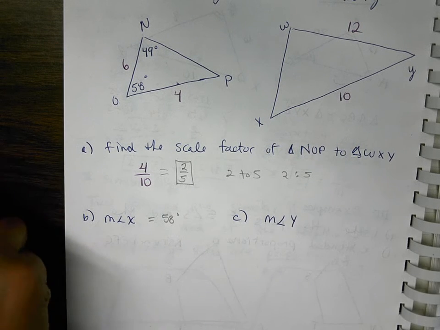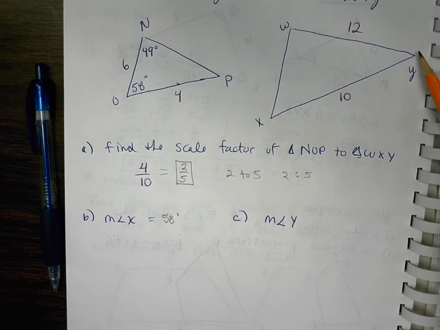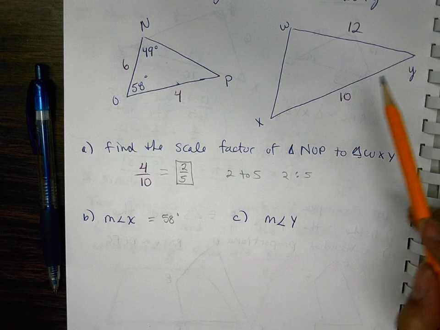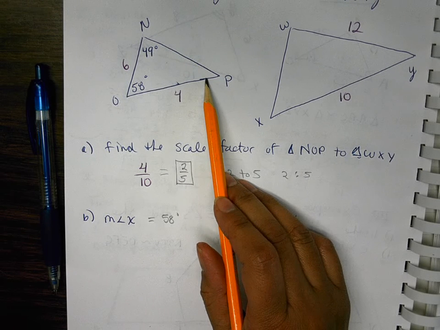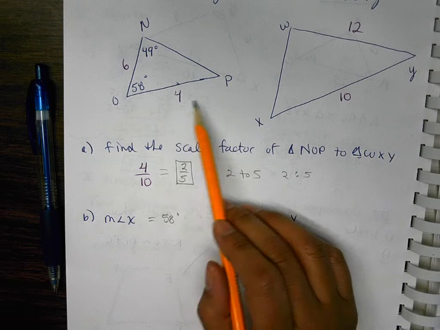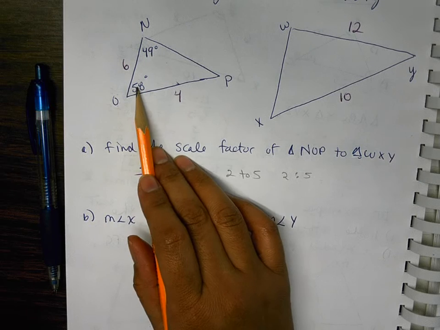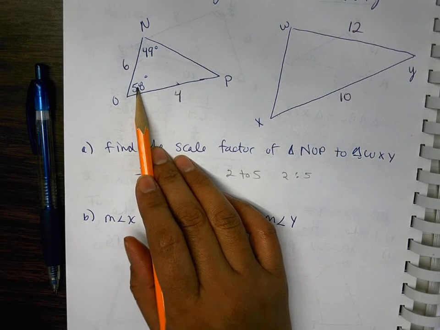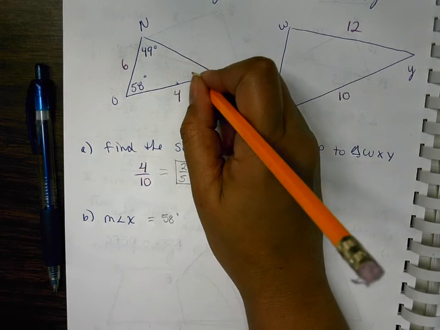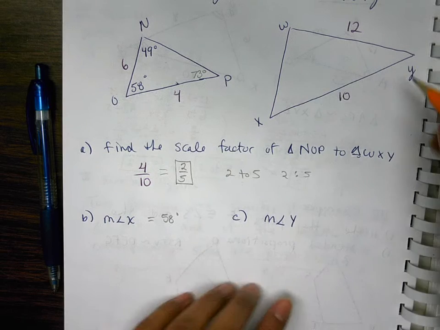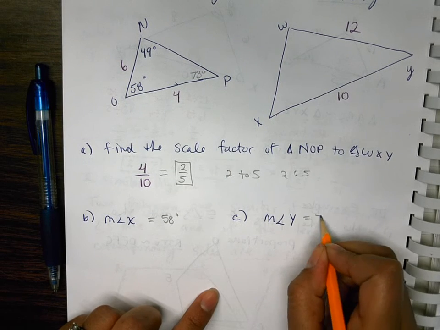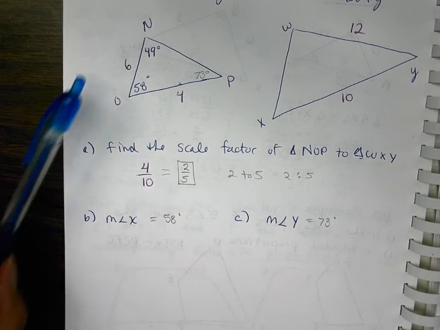Part C, the measure of angle Y. What does Y correspond with? P. Oh no, did they give us P? No. Do we have enough information to find it? Yes. Can you guys do that really quick? Any one of you, I'll let you guys do it. You have your calculators. Add and subtract from 180, what do we get? 73. All right, so what's the measure of angle Y? 73.